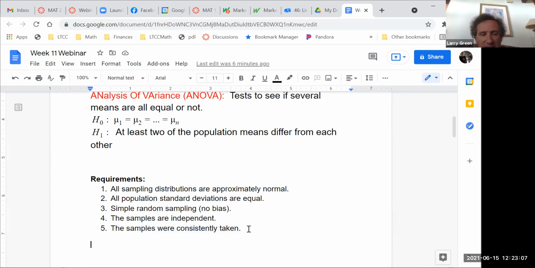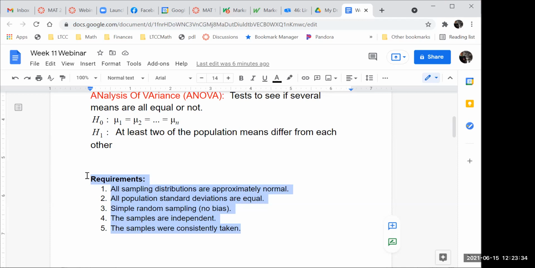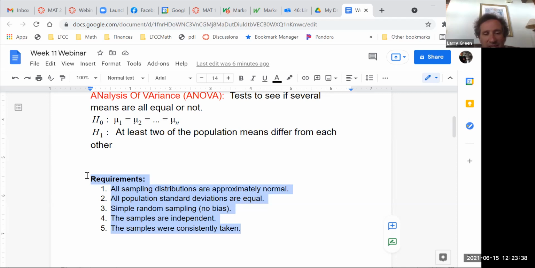Any questions on any of the requirements for ANOVA? Any questions? It's definitely the most number of requirements that we've had. And we're not having any more, so it tops the requirements. And just looking through these, I don't want to make light of any of them. They're all pretty rough.